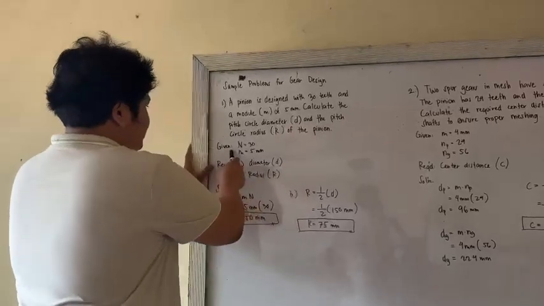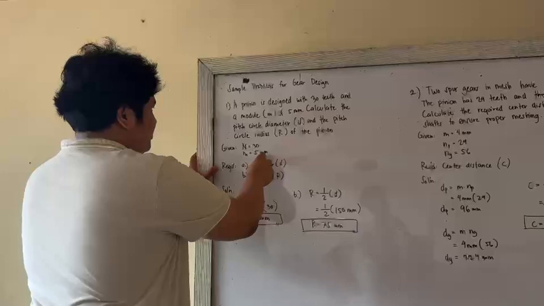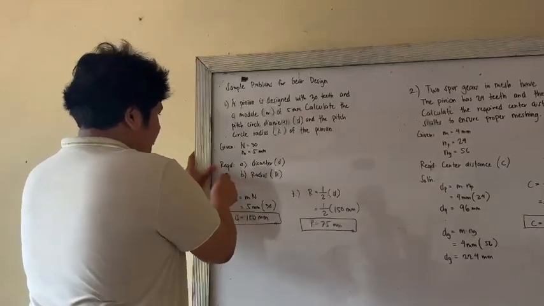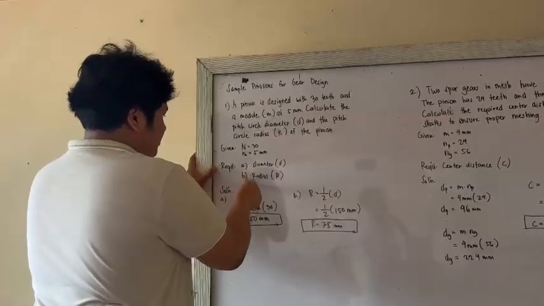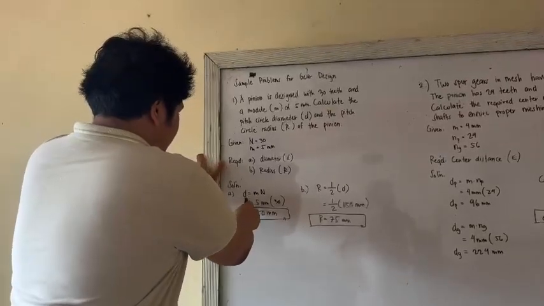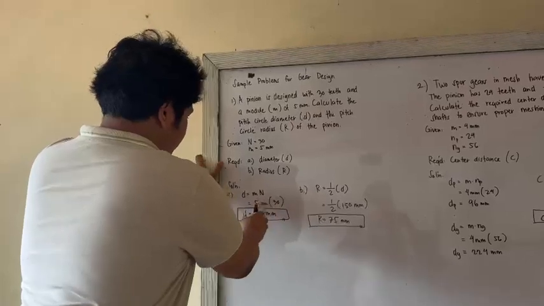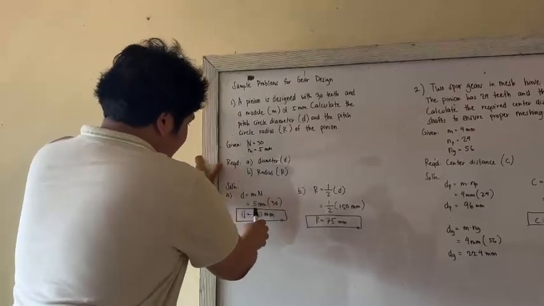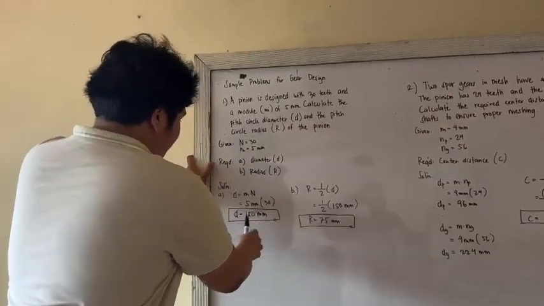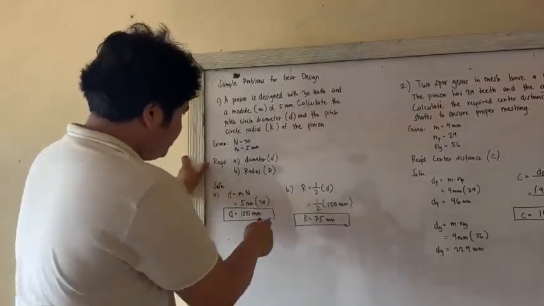So we have given the teeth is 30 and the module is 5 mm. And the required are the diameter and the radius. So solution, we have A for diameter. D is equal to module times number of teeth. So we input the values, we have 5 mm times 30, so we get 150 mm for the diameter.